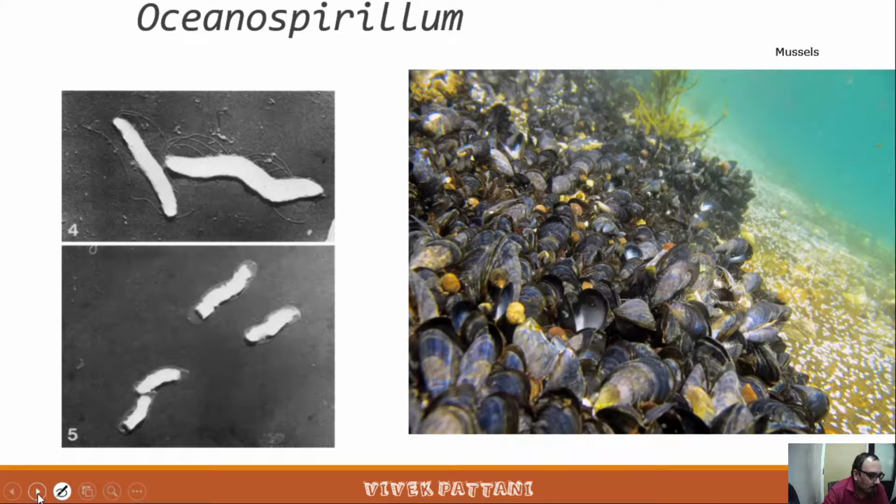Now this is a diagram of an electron micrograph of Oceanospirillum, and these are mussels which are found in the sea or oceans.